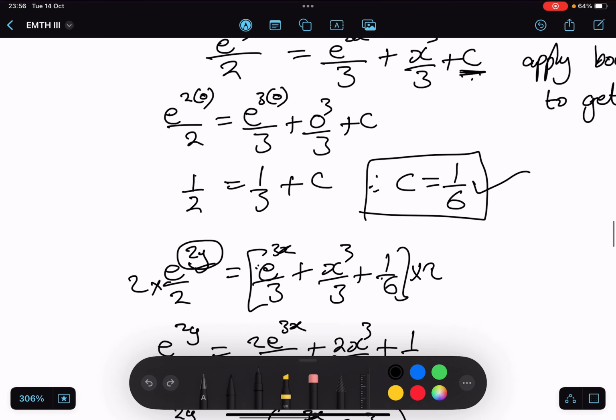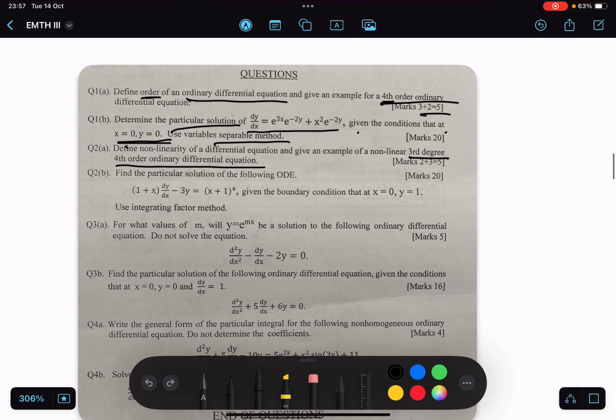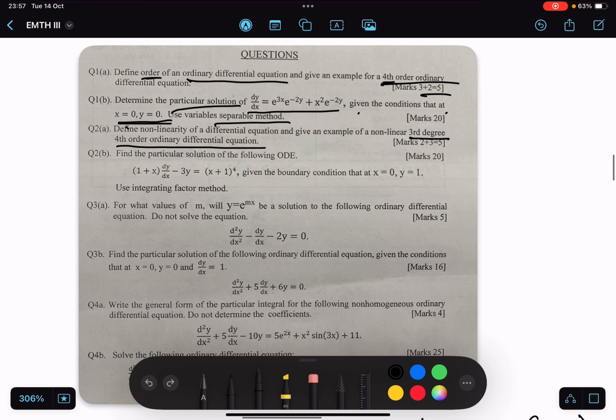So question 2b says, we are tasked to find the particular solution of the following ordinary differential equation. We are also given an ordinary differential equation with boundary conditions. These are the boundary conditions, and they are saying we should use the integrating factor method.